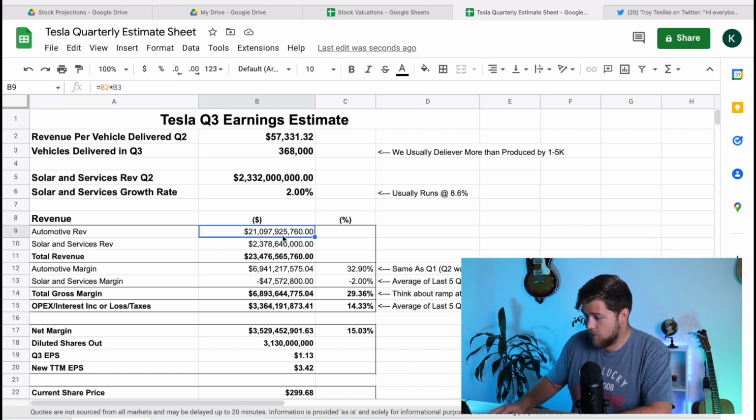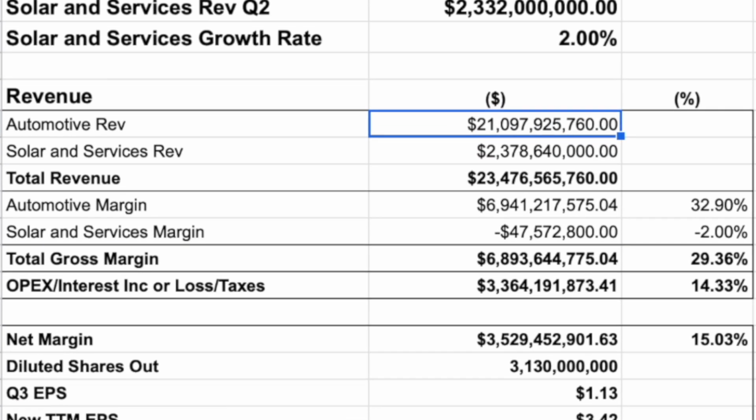But now you can see down here in revenues, we've got basically 21.1. I mean, we're really close there. If we round it up, it's a $21.1 billion automotive revenue for Q3 that we can expect. Solar and services revenue right at 2.3 billion, which is huge. Total revenues coming in at 23.4 billion for Q3 on this estimate.